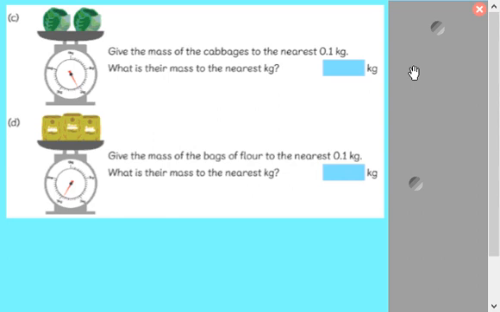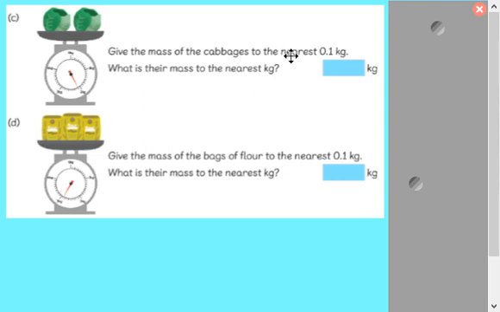Okay, have a look at these questions. Similar to what you've just done, I want you to have a go at this on your own. Press pause and we'll talk about this when you press play. Okay, so these questions are actually asking you a little bit more this time. Give the mass of the cabbages to the nearest 0.1 kilograms, and then just to get you thinking, what's the mass, what's the weight to the nearest kilogram?